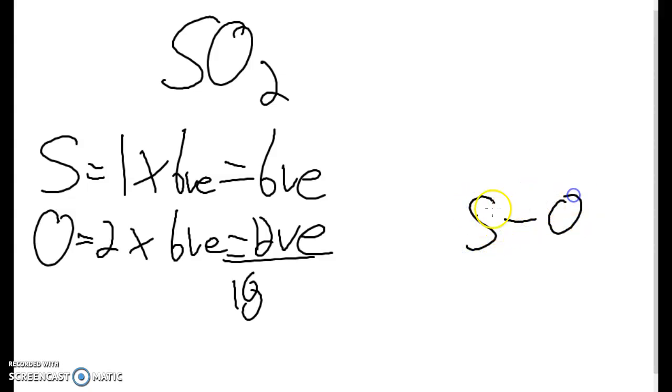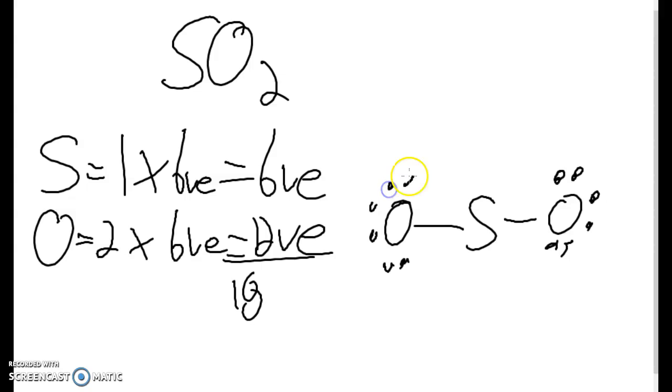I'm going to put S in the middle, because I only have one of them. And again, I have to use 18 total valence electrons. So first, I'm going to draw 6 around my outside atom. All right. Any extra, I'm going to put in my central atom. Let's see, how many have I used so far?